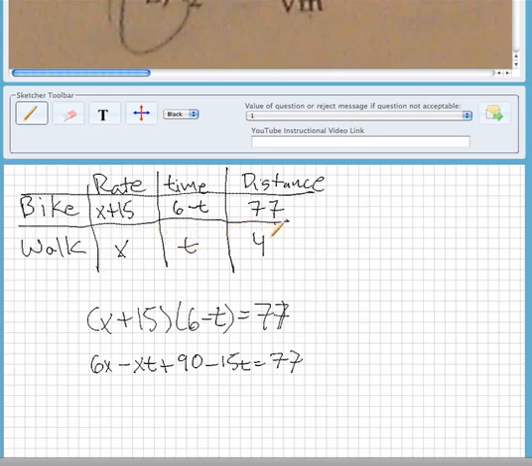We're going to take the other one. X times t is equal to the distance as well. So x, the rate, times t, xt, is equal to 4. If we add this together, we can get rid of our xt's and just have 6x plus 90 minus 15t is equal to 81.